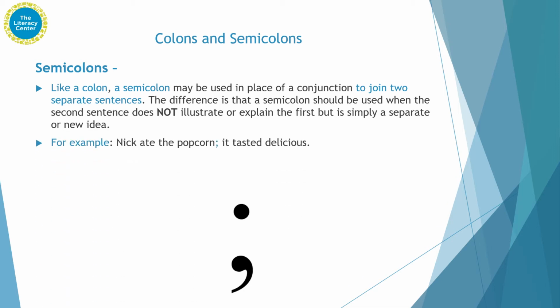For example, let's see this sentence here. Can you read it out loud for me? Nick ate the popcorn; it tasted delicious. So here, in this complex sentence, you can see the first sentence is not explanatory for the second sentence. And the second sentence is simply a separate idea in this whole compound sentence.